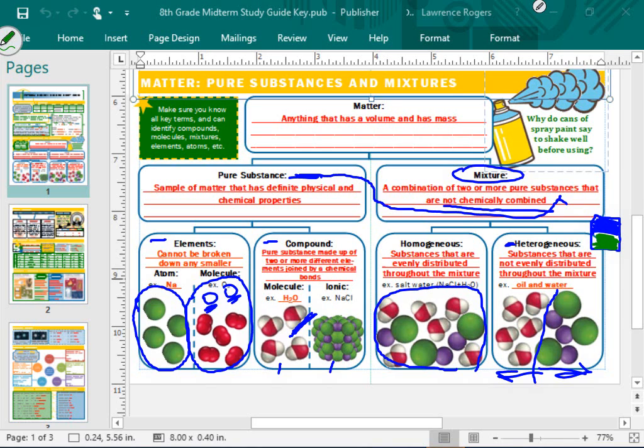Even if we shake it all up, it becomes like a hot mess. It'll always settle back to our mixture of oil sitting on top and water sitting on bottom. Okay, so they will eventually go back to where they came from.